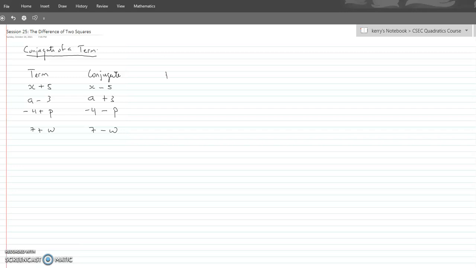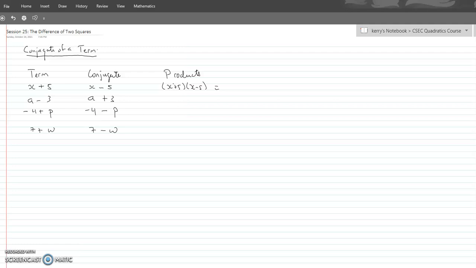Now, what does this have to do with this topic called difference of two squares? Let's look at the products of these terms. x plus 5 into x minus 5. You all know how to expand this out, so I'm not going to go through the long process of doing it. If not, drop back and you will learn how to expand the product of a binomial. Go back to about 15 or 16 videos ago.